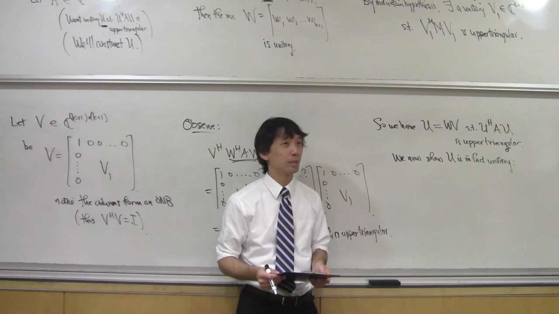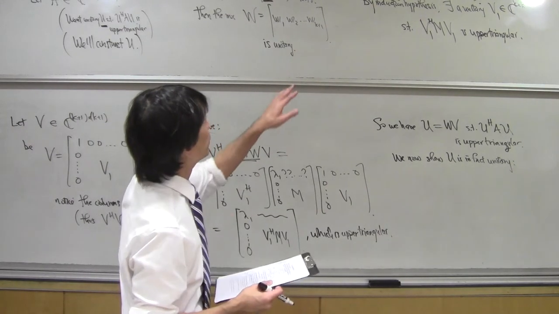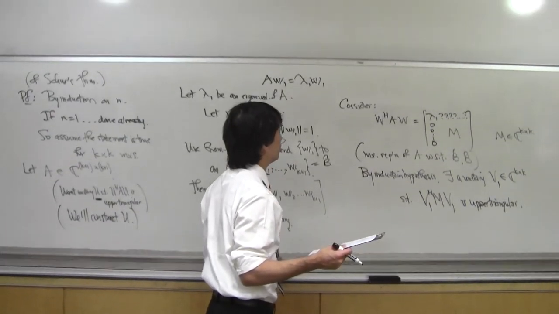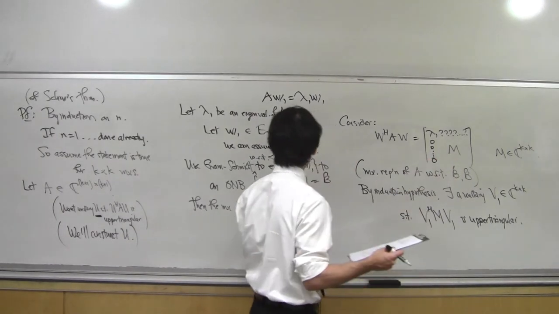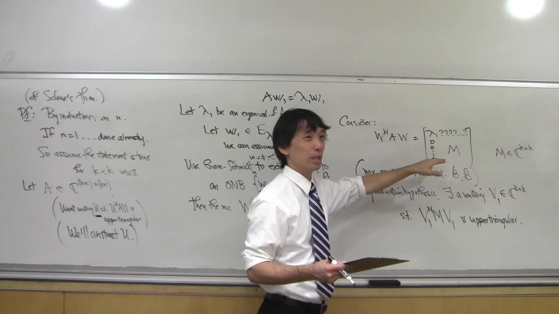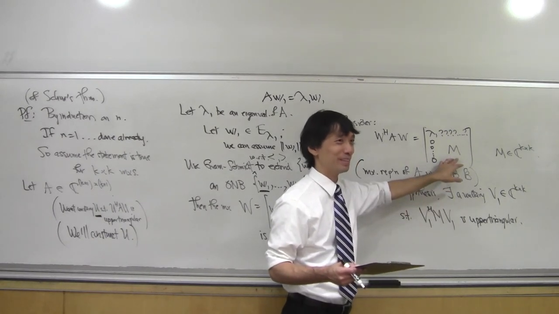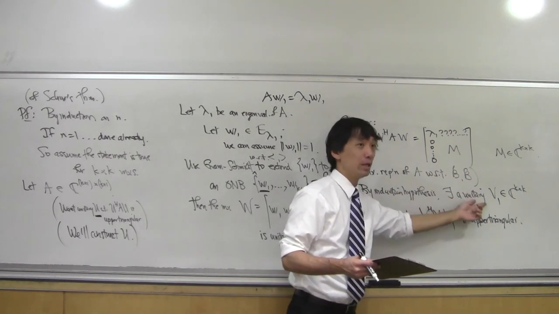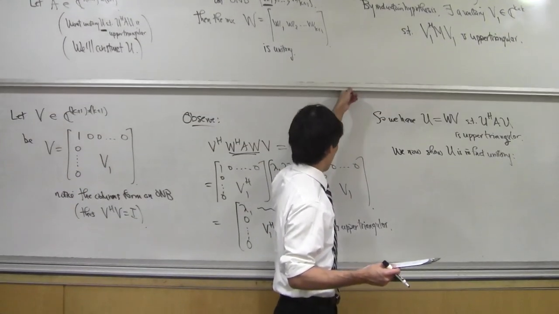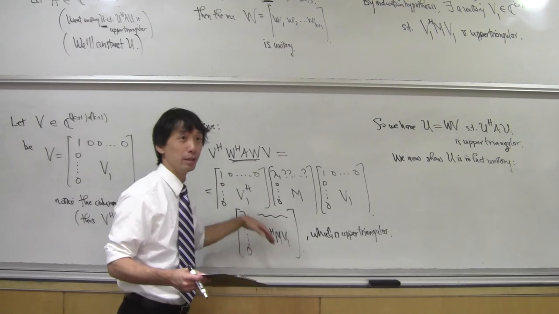Wait, didn't we know up there that you could make it upper triangular, like the lambda 1, M? M wasn't triangular. Remember how we got this matrix? This was the matrix representation with respect to the W basis. M is a k by k matrix. We don't assume it's upper triangular; it's upper triangularizable. That is, you can find a V1 that, when you conjugate it, makes it upper triangular. We can find something that when we conjugate it, this part becomes upper triangular.